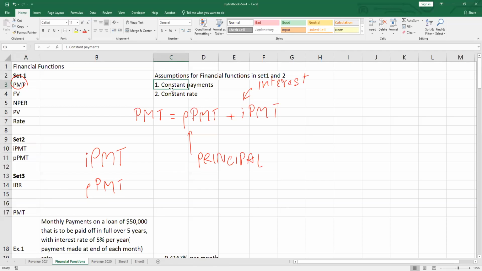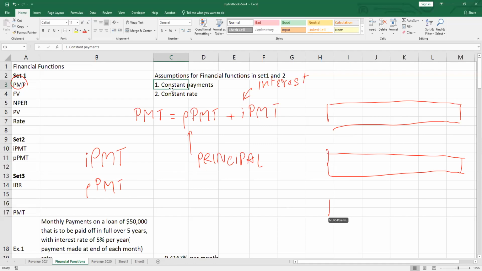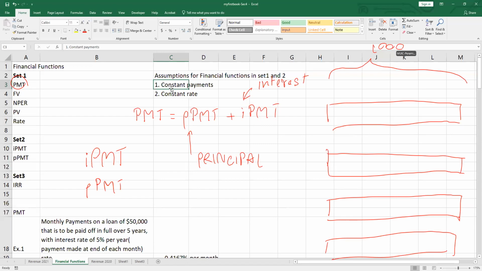For example, in here, if you want to pay $1,000 per month, that means every time that you pay, you always pay equally. That is $1,000 in this example. But the proportion of the money is different. I will say that, okay, at the very beginning, this is period zero. Period 1, 2, 3, and end.